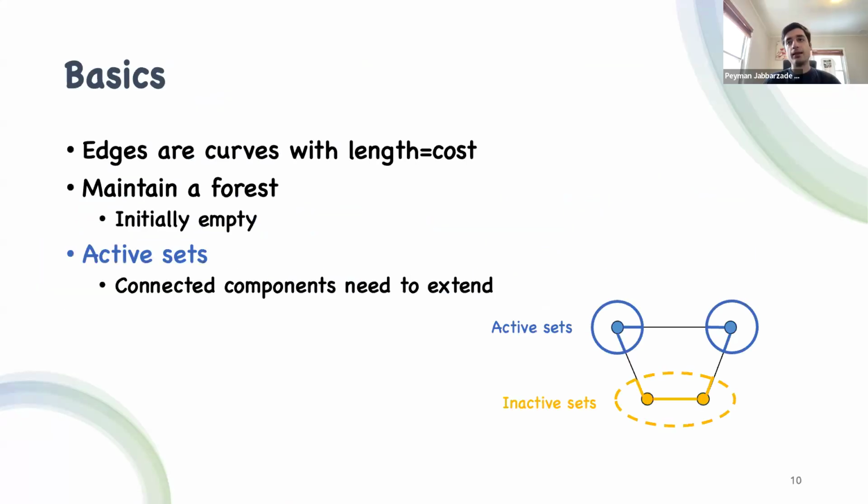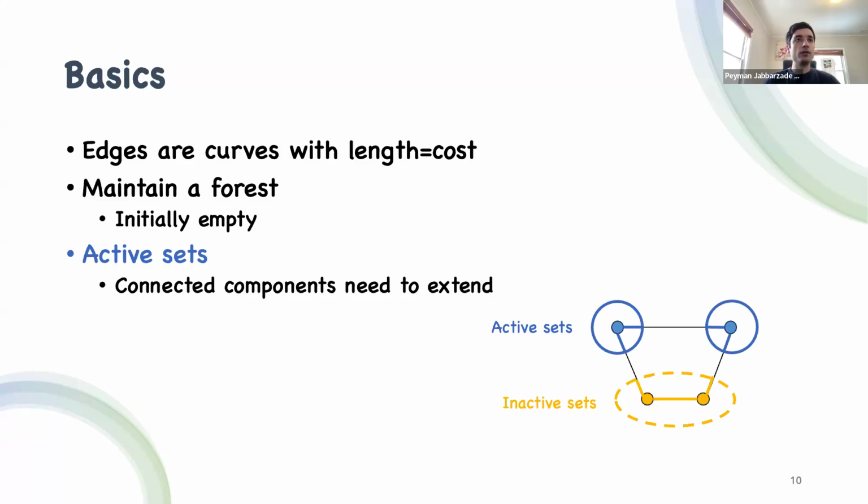Now let me start with explaining the legacy Goemans-Williamson algorithm or the two approximation algorithm. From now on, we assume that each edge of the graph has a length equal to the cost of the edge. And we are going to maintain a forest such that initially this forest is empty, and at the end, it's going to have our solution.